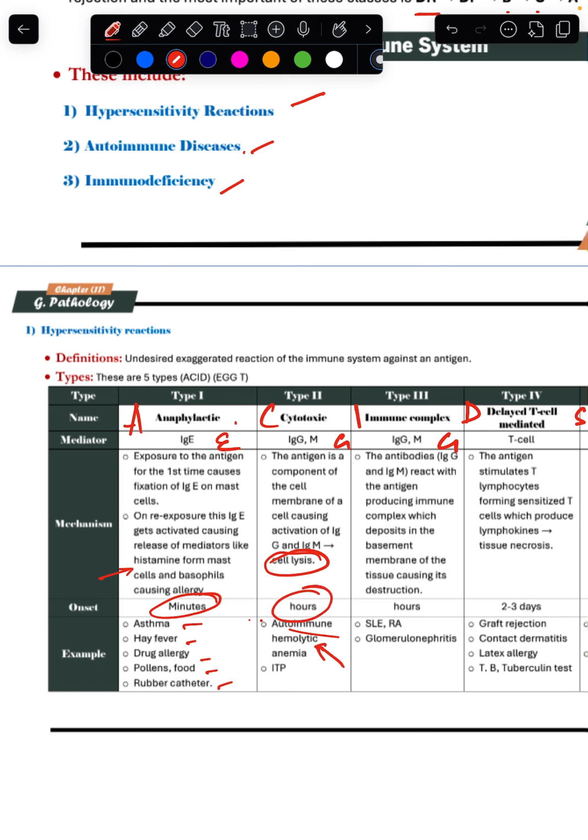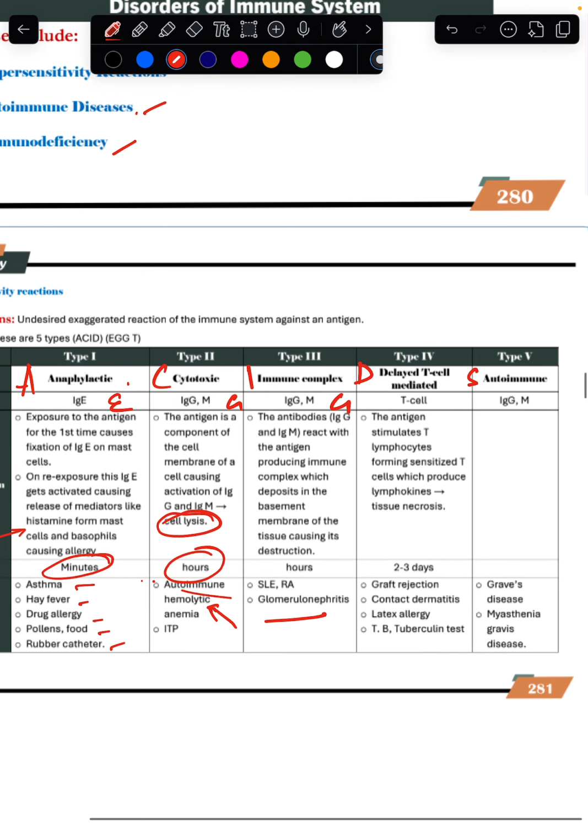It occurs in hours. Then type 3 is immune complexes. Antibodies are formed and react with antigen, forming immune complexes that deposit in the basement membrane, causing destruction. Examples are SLE, rheumatoid arthritis and all glomerulonephritis. Then delayed type: the antigen stimulates and forms sensitized T cells which produce lymphokines and tissue necrosis, in 2 to 3 days. Examples are graft rejection, contact dermatitis, latex allergy, tuberculin test.